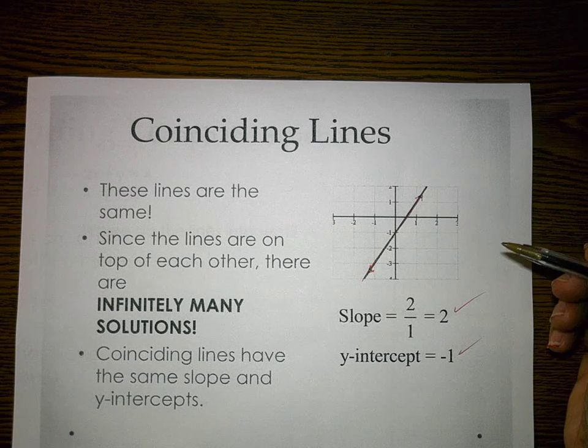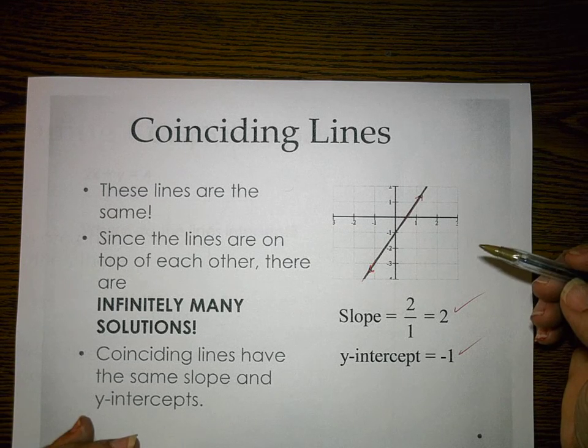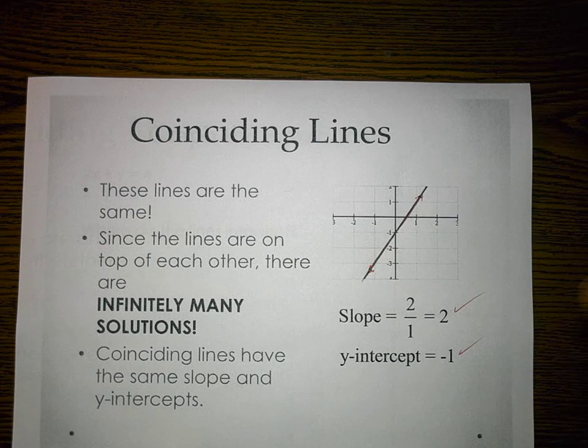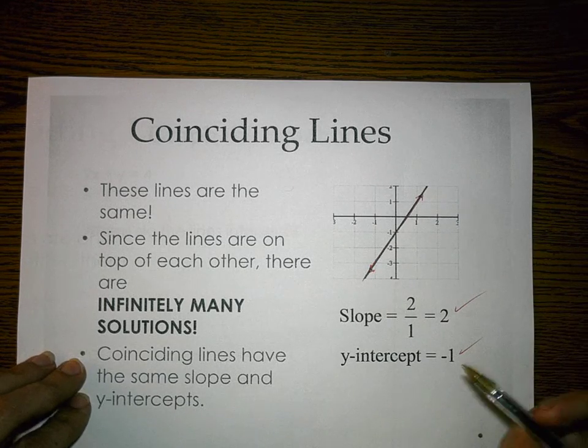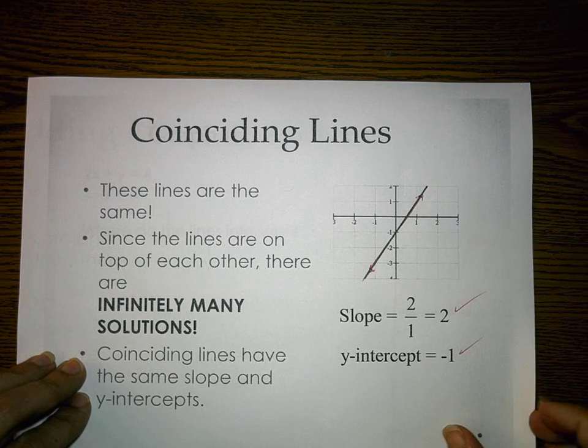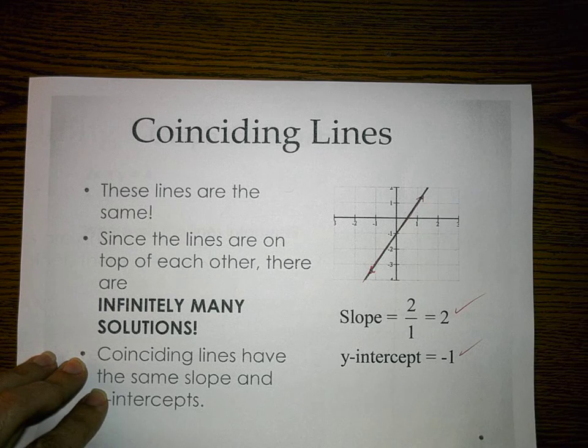They might not look the same at first because one might be a double of the other, but when you simplify it, you see that these two lines are exactly the same. So visually, you can see that they are the same lines. In the graph, you can see that they have exactly the same slope and the same y-intercept.